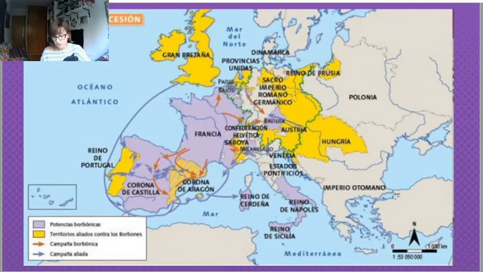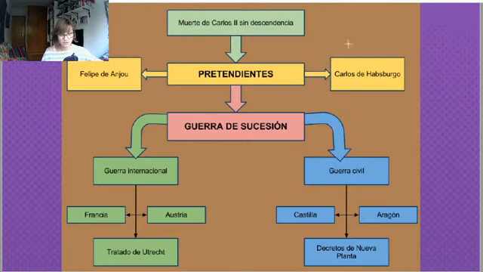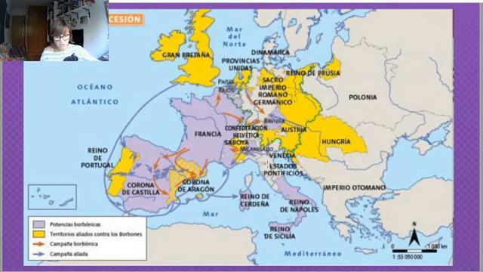He was from the Bourbon dynasty and was a grandson of Louis XIV. Philip was supported by the Crown of Castile, as you can see in purple in this map. On the other hand, the other candidate here was Charles of Habsburg. He was supported at the beginning by Austria, the Holy Roman Empire, Great Britain, and the Crown of Aragon on board.